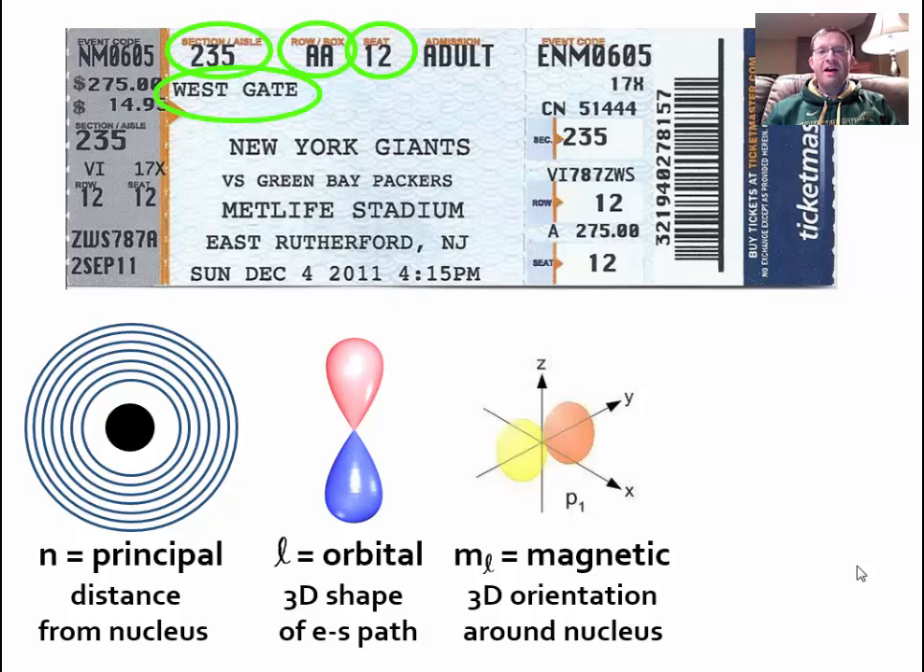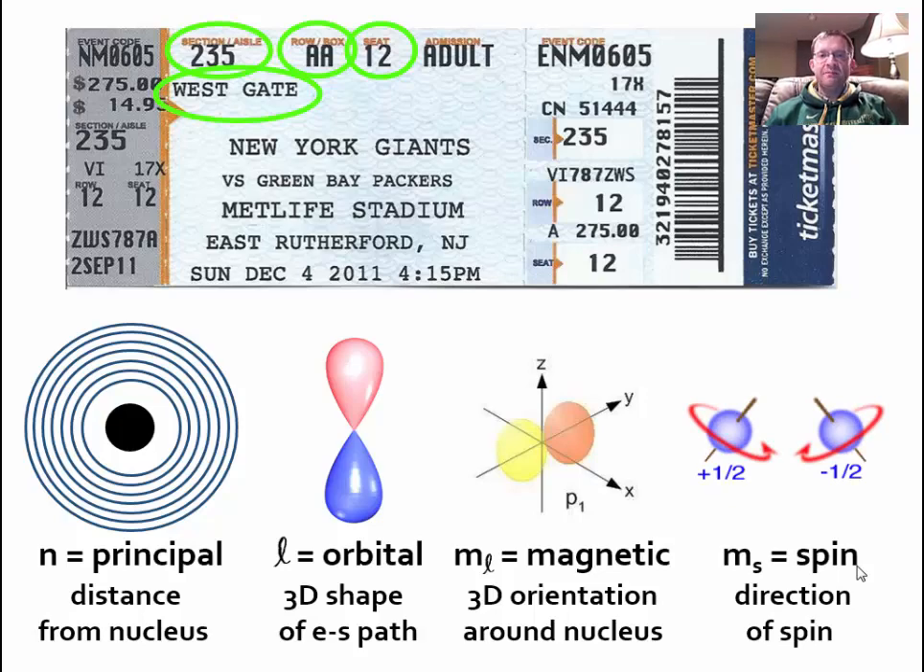In an atom, the final number isn't a seat number so much. It's what we call the spin. And the spin quantum number tells us which way the electron is spinning. We'll talk more about that later too. It's probably the simplest of the quantum numbers to understand, really. So here are our 4 aspects of a ticket: the west gate, the section, the row, the seat. And in our atom, at the bottom, the principal quantum number, the orbital quantum number, the magnetic quantum number, and the spin quantum number. We're going to leave it right there for now.